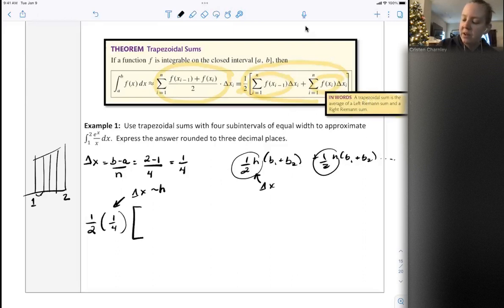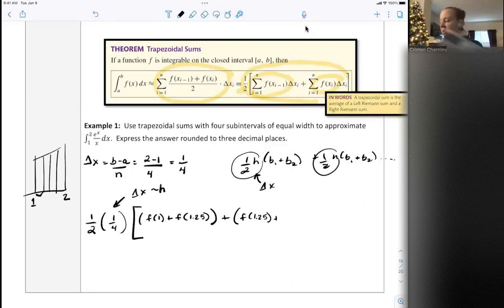So for the first trapezoid, I know the height on the left comes from f of 1. And where would the height on the right-hand side come from? F of, you tell me. 1.25. Perfect, 1.25. That's my first trapezoid. The second one, the left-hand side is f of 1.25 because it's where I left off in the last one. Plus, what's the right-hand side for this trapezoid?